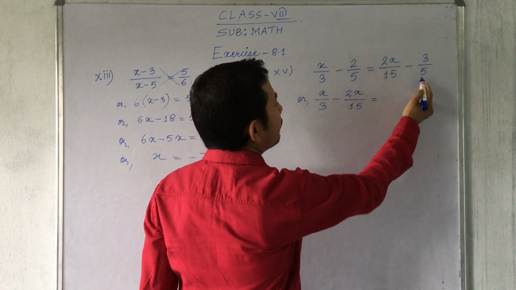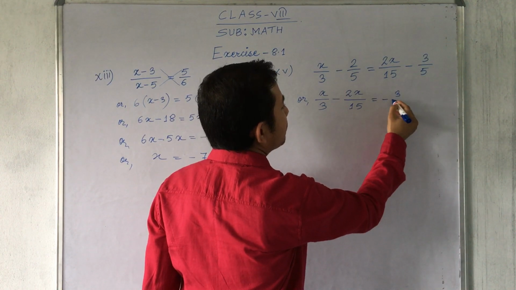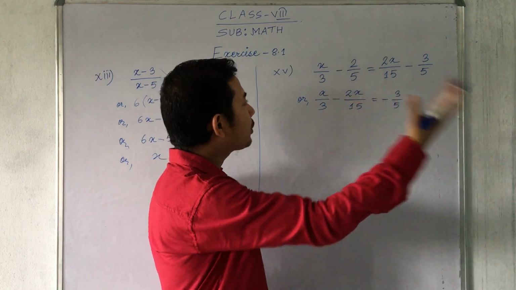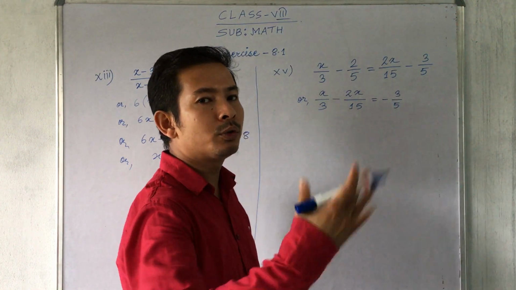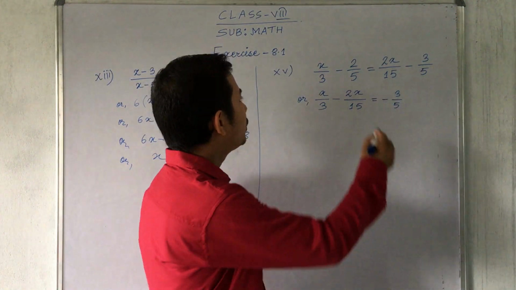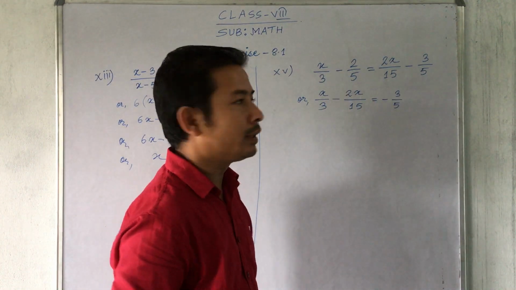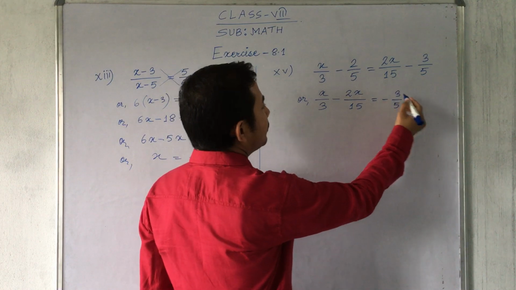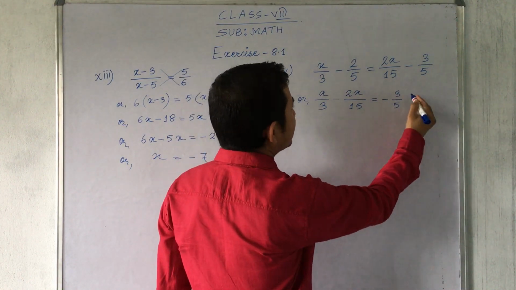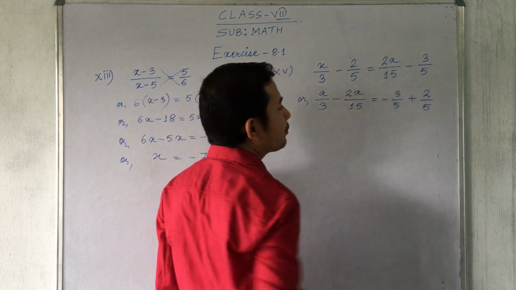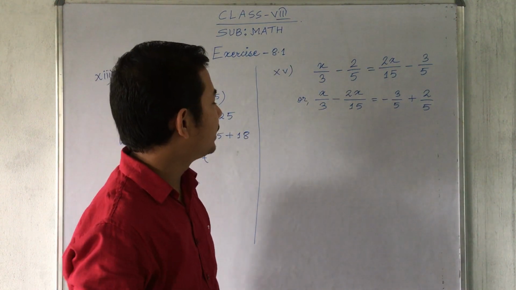And the numbers I am going to separate to the other side. Look here, minus 3 by 5 stays as it is, in the same place. Understood? But I am going to write minus 2 by 5 to the right hand side. So it will become positive, 2 by 5. So minus 2 by 5 I am going to write on the right hand side as plus 2 by 5. Understood? It's very easy.